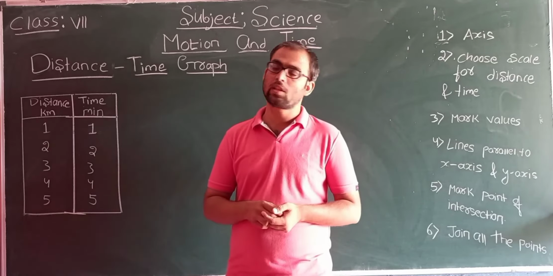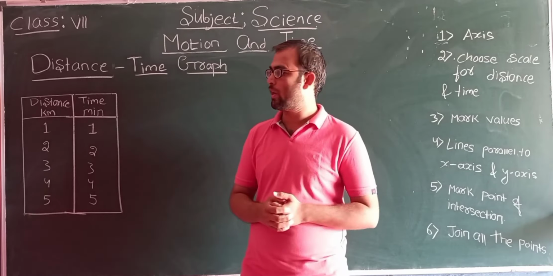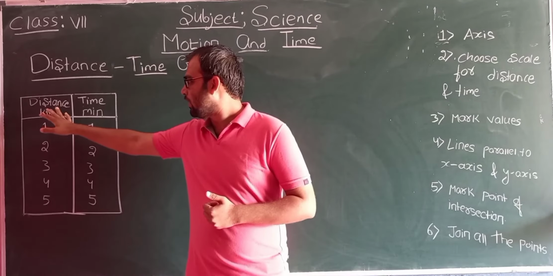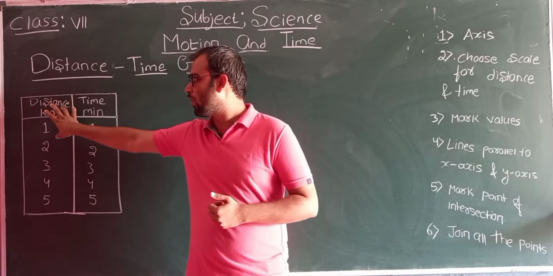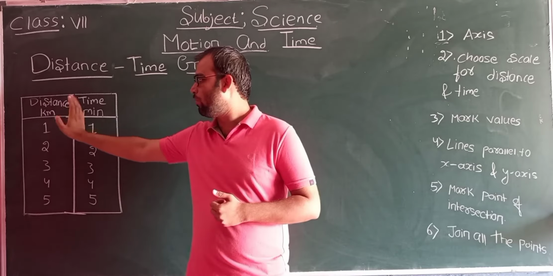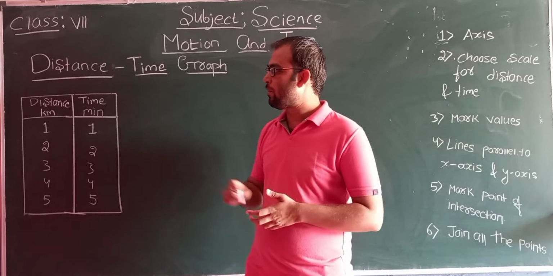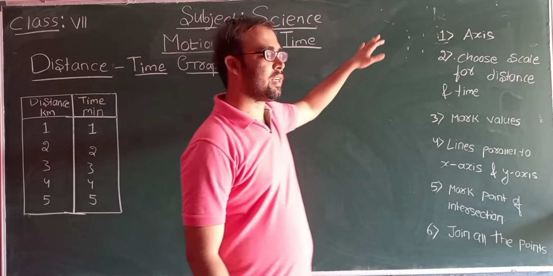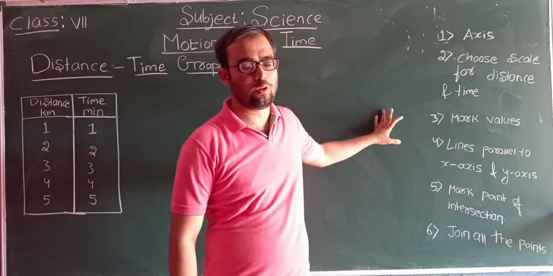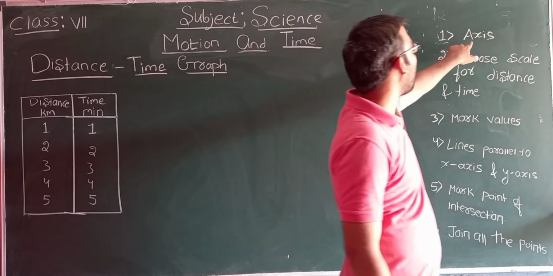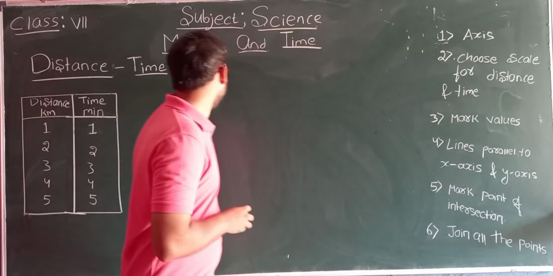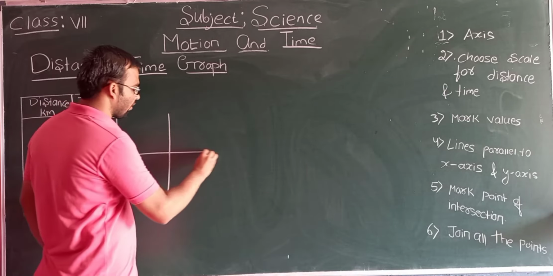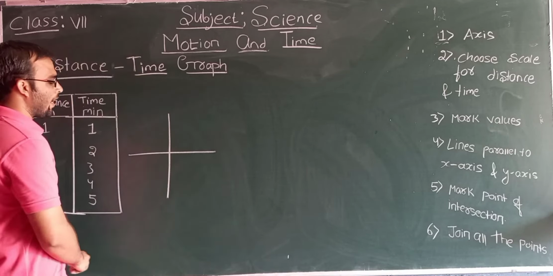Students, now let us discuss the distance-time graph. How to plot the graph, we shall discuss. Here there are two columns: in one column distance is given in kilometers, and in the other column time is given in minutes. There are certain things that you need to follow. The first one is the axis. First we need to draw the axis.